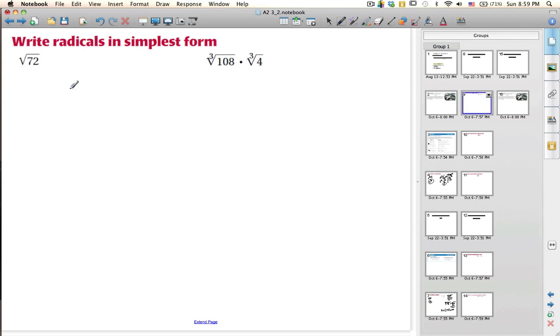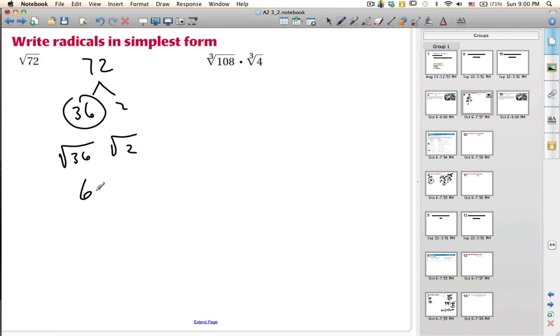So when we want to work with radicals in simplest form, simplifying a square root, I'm looking again for perfect squares. So I have 36 and 2. Well, 36 is a perfect square, right? So this could be the square root of 36 times the square root of 2, which is 6 radical 2. I started doing a factor tree, but I immediately bumped into a perfect square, so instead I just factored the perfect square out and simplified.